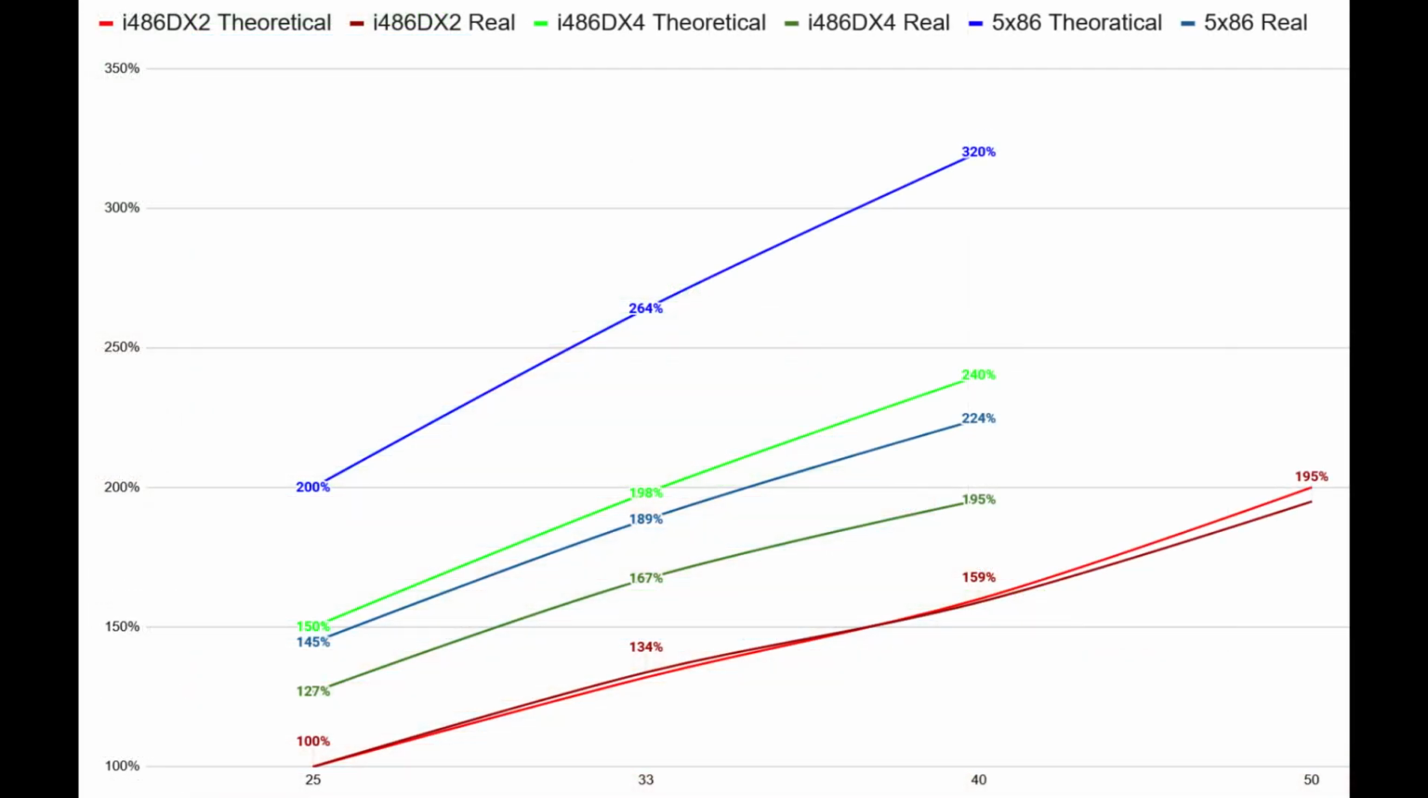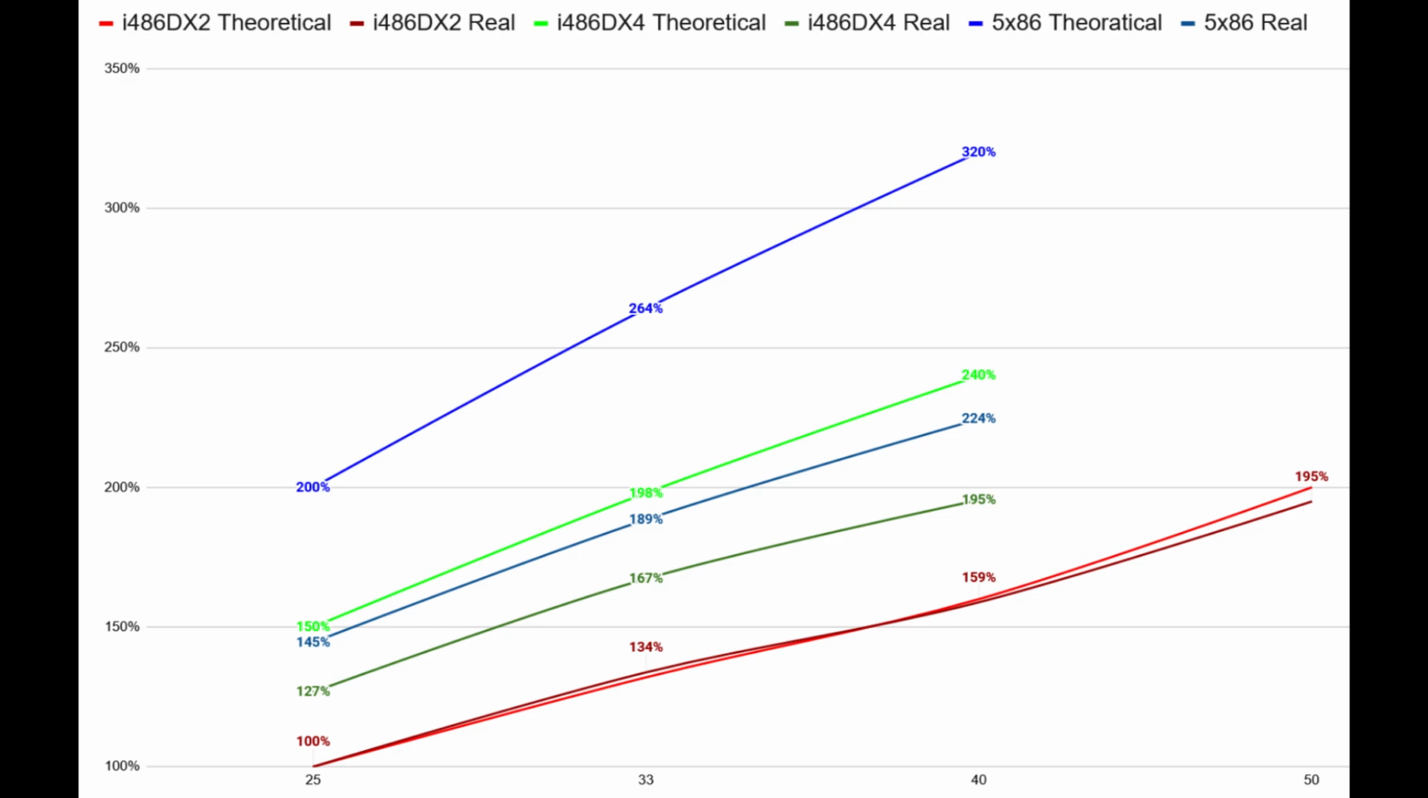On this chart, you can see how the CPUs are scaling. So the red ones at the bottom, those are belonging to the DX2s. The theoretical light red and the real darker red are very close to each other. It means the scaling is almost perfect.